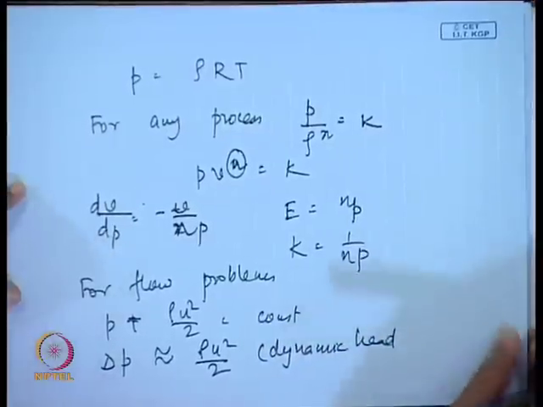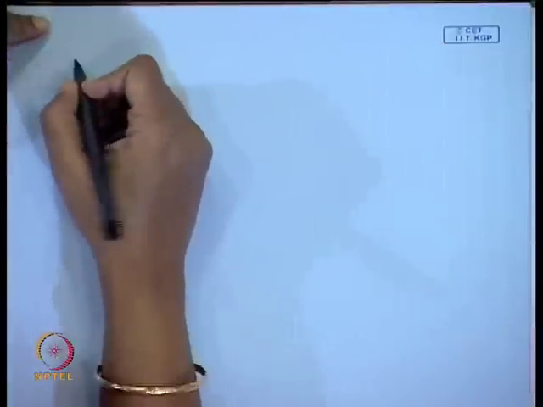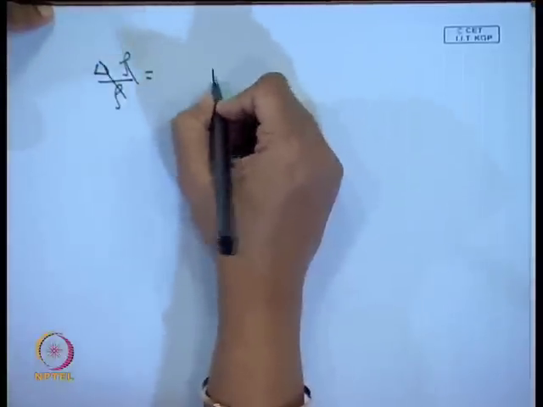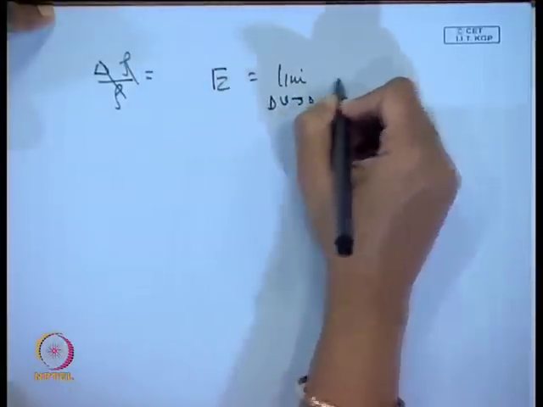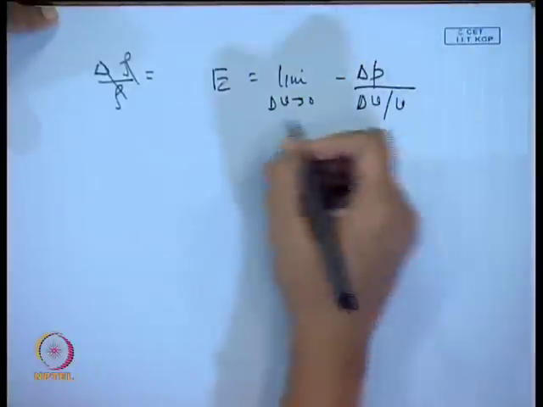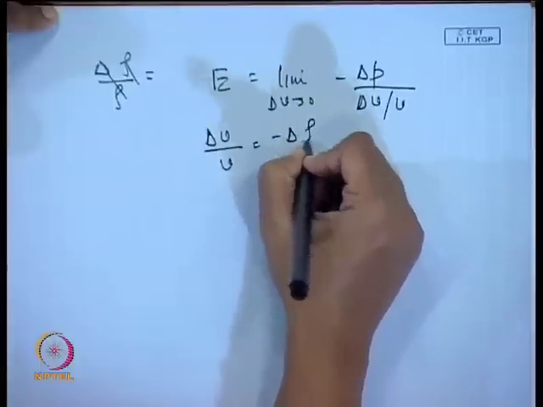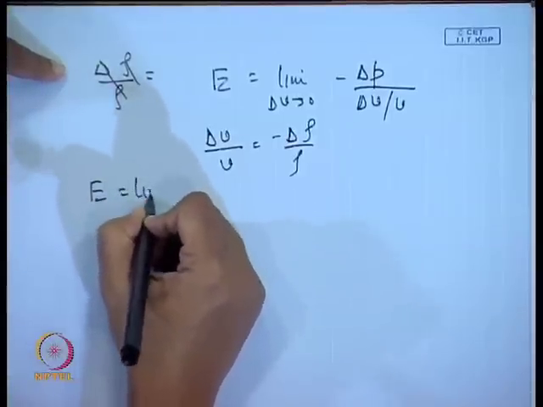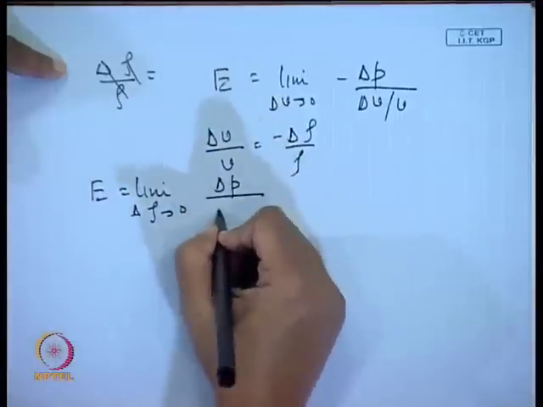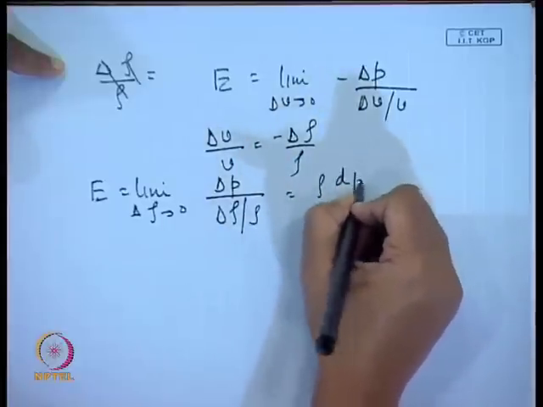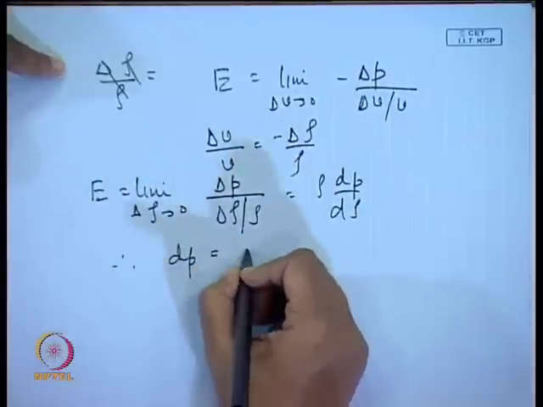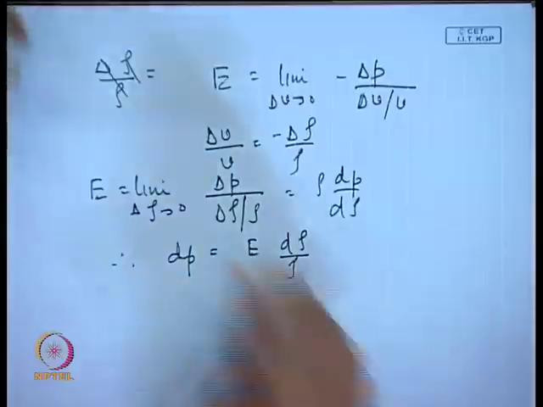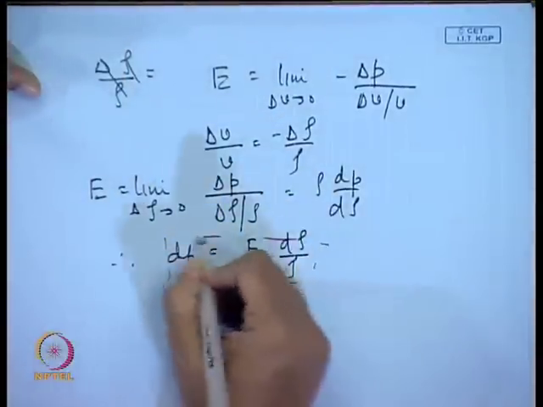Now, we know that delta rho by rho is nothing but equal to, okay, I will derive it a little, it will be easier for you. How did we define E? It was limit delta V tends to 0 of minus delta P by delta V by V. And just like I had written, this is nothing but equal to this particular term. Now, if we define E in terms of density, E will be equal to delta P by delta rho by rho, or rho dP d rho. So, we can write dP is nothing but equal to E d rho by rho. Can we write it from the basic definition of the bulk modulus of elasticity? We can very well write this particular equation, agreed?